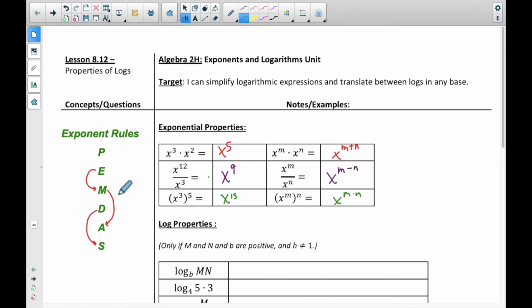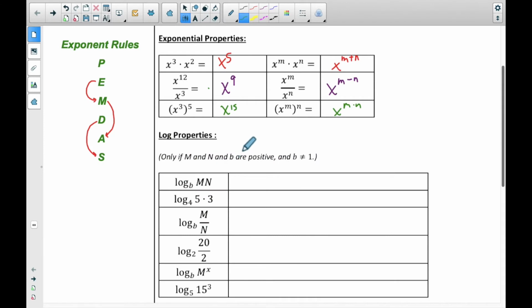A way that I have of remembering those is that you basically are taking PEMDAS and you're going one level down. So when it's an exponent of an exponent, you multiply. So here's an exponent, you're going to multiply. When it's multiplying like this, you're going to add. And when it's dividing like this, you're going to subtract. That's just an easy way I have of remembering it. I just think of it as one level down from PEMDAS.